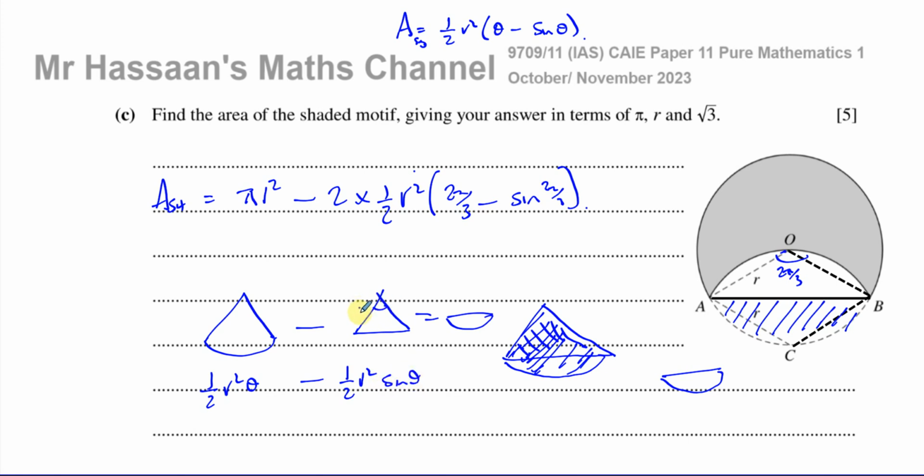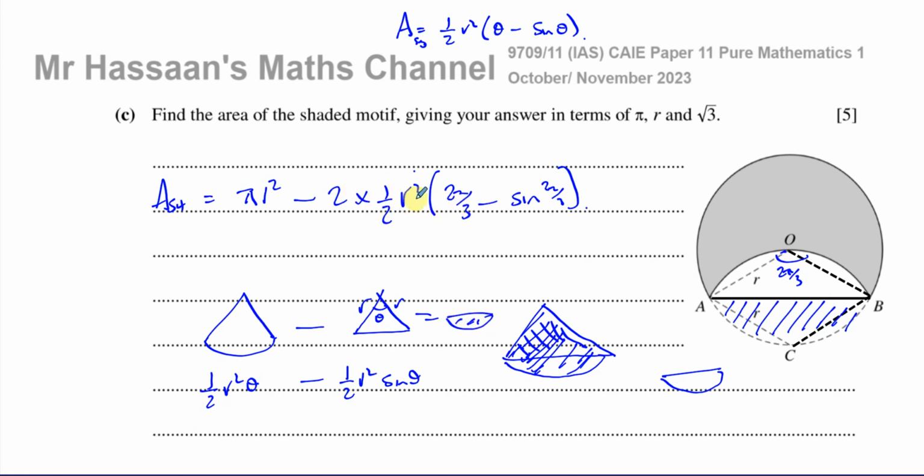Why? Because this is r, this is r, this is theta. You can say the area of the triangle is a half times AB sine C. So half times r times r times sine of the angle between them. That's the area of the triangle. If you take the area of the triangle away from the area of the sector, you're left with the area of this segment, which is what we want. So that's where this formula comes from.